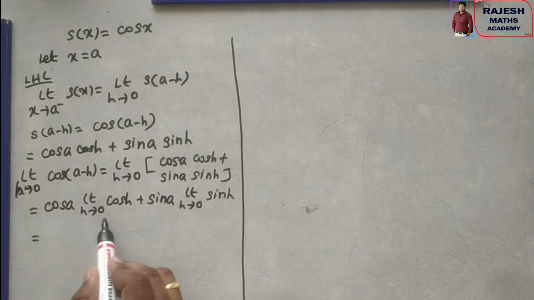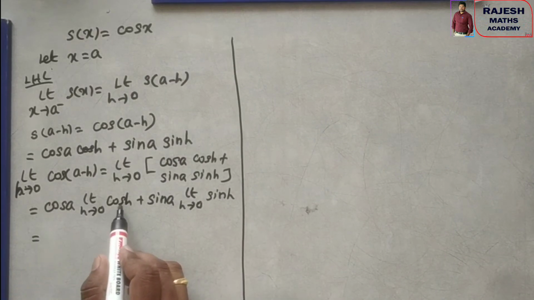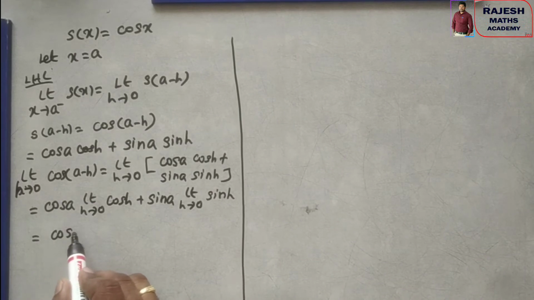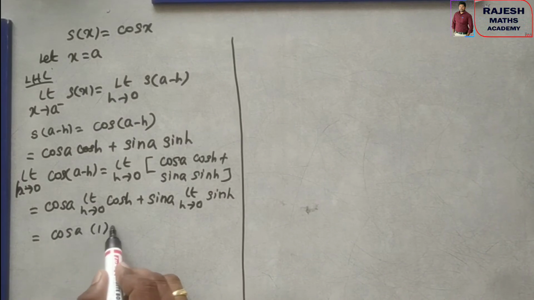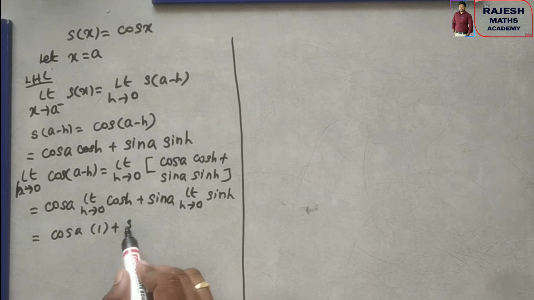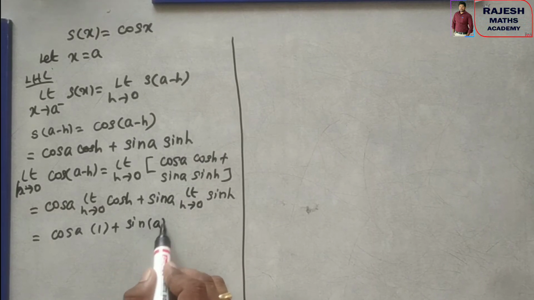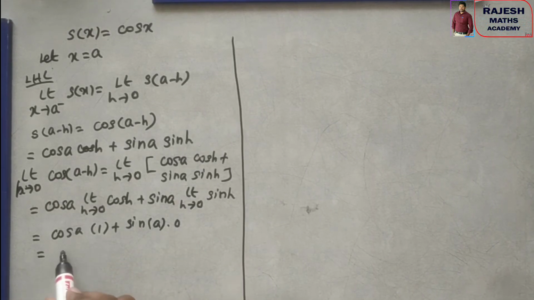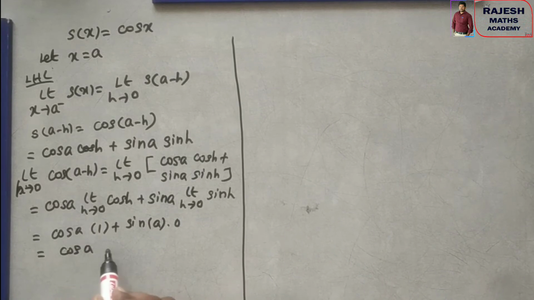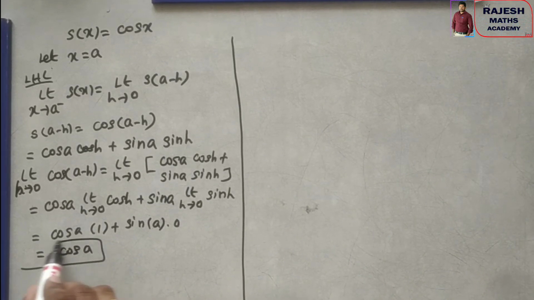So applying h equal to 0, cos 0 equal to 1. So we will get cos a into 1 plus sin a, sin 0 is 0, so we will get sin a into 0. So the total value LHL equal to cos a. So this is my LHL.